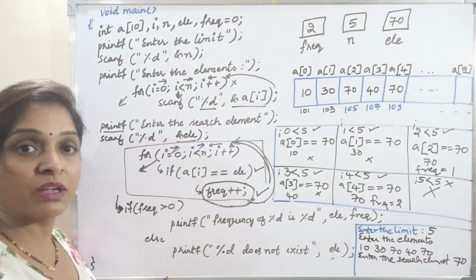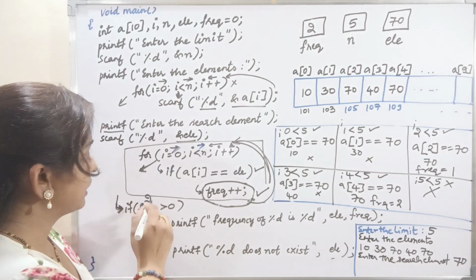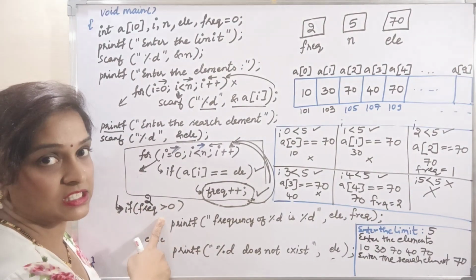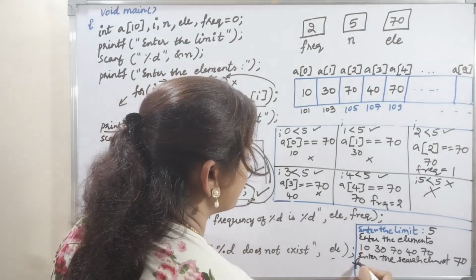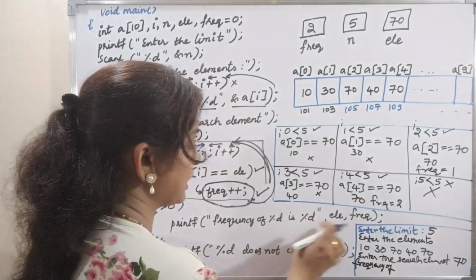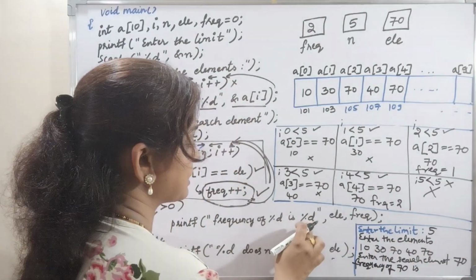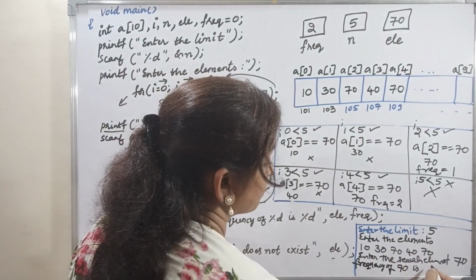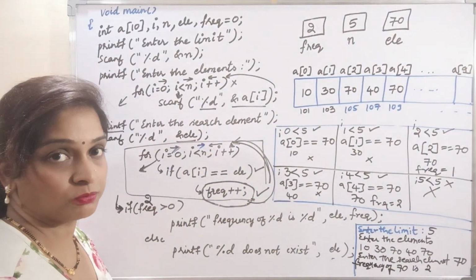I need to check: is frequency greater than 0? What is the frequency value? It is 2. Is 2 greater than 0? Yes, condition satisfied. I should get a message. The message will be "Frequency of %d is %d", that is ELE and frequency. 70 is %d, and the frequency is 2. Frequency of 70 is 2. That will be my output.